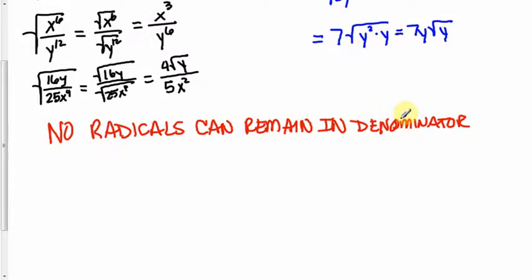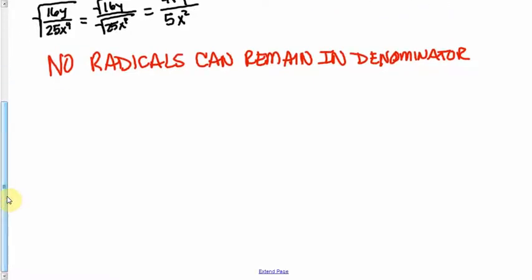No radicals can remain in the denominator. So when you've simplified all you can and you still have a radical, then we have to use the process that's called rationalizing the denominator. And I like to tell my students that when we rationalize something, we try to make it okay. So that's what we're going to do. We're going to make this denominator okay.